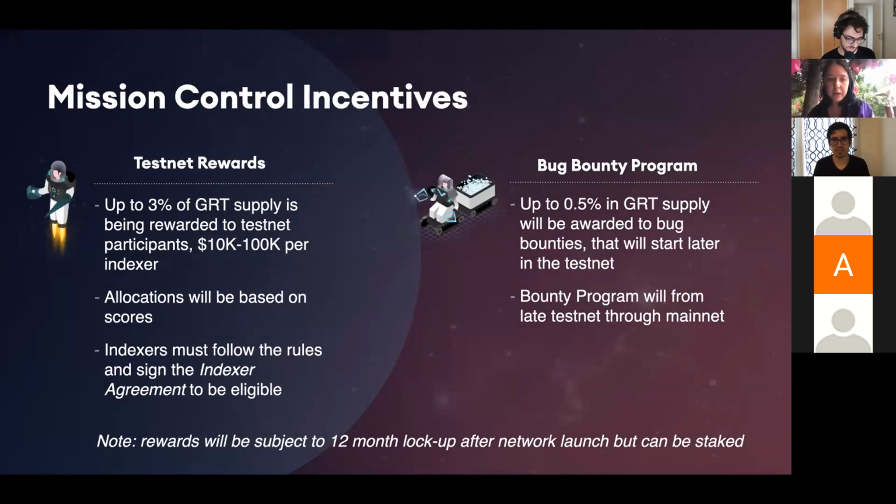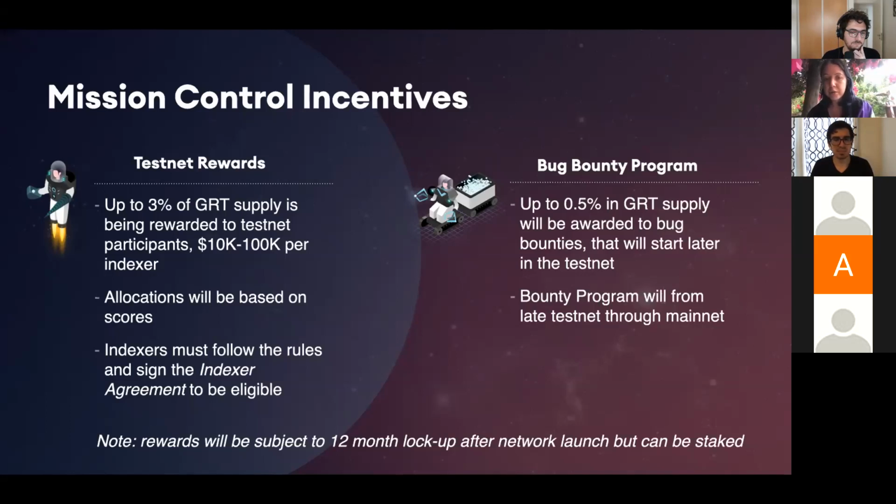All allocations will be based on scores, as mentioned, and indexers are expected to follow the rules and follow the indexer agreement. So you'll receive that after the kickoff today. And there's some terms in there that you should look over just to make sure you're clear on those.